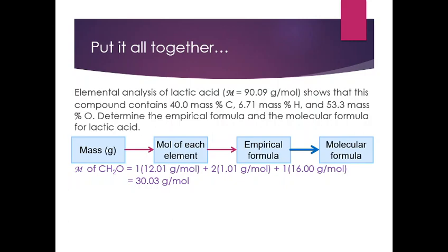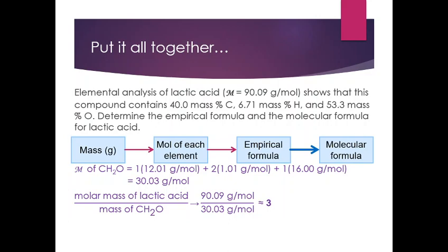Now looking at the relationship between our masses, the mass of our empirical formula is 30.03. The mass of our molecular formula is 90.09. And again, this has to be given to you, and that's the only way you're going to be able to figure out this last step. Once this value is given to you, you can figure out the relationship between this mass and that mass. Plug it into your calculator if necessary, but 90 divided by 30 is 3.